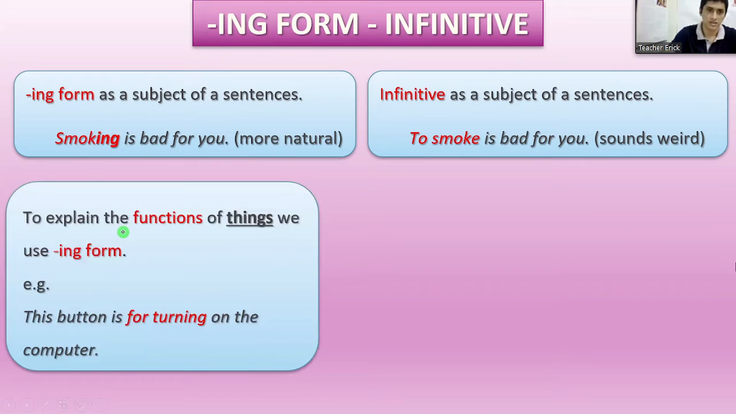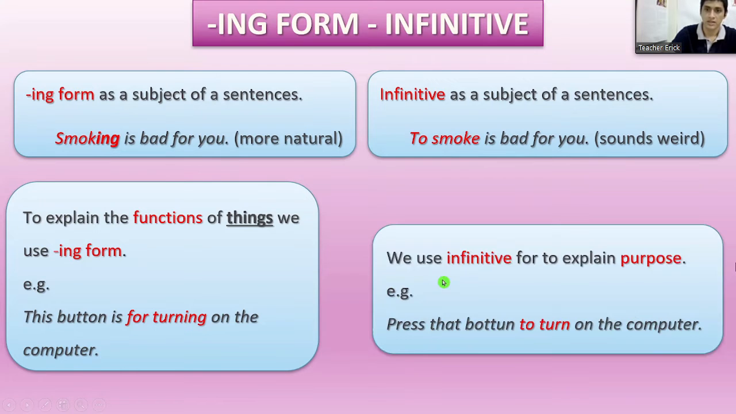And to explain the functions of things, we use ing form. This button is for turning on the computer. And the infinitive, we use to explain the purpose of something. So, press that button to turn on the computer, okay?